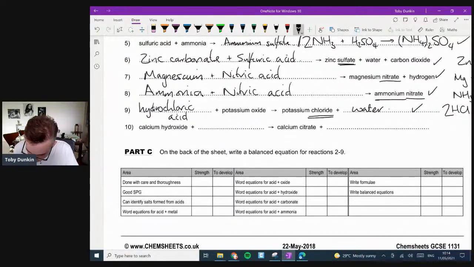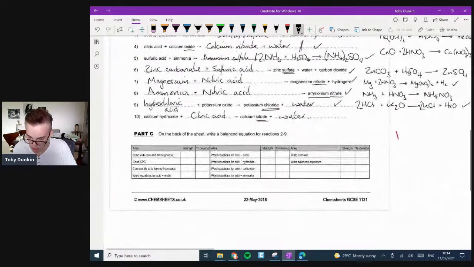Next, calcium hydroxide plus citrate. Oh, it's with citric acid. I'm sorry, guys. That's why they didn't want the symbol equation. Citric acid, calcium citrate plus water. Wow, that one was hard. I hope everyone Googled that one.